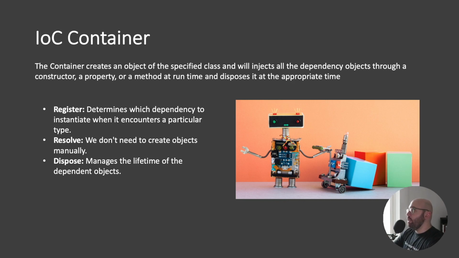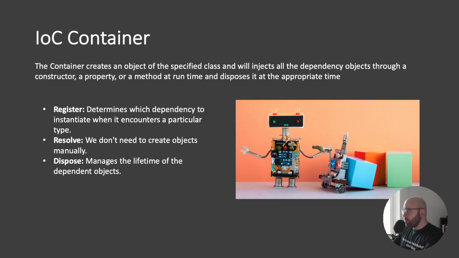For example here, the IoC container is basically the platform where we put all of the mappings, and whenever we request any of the services that we want, it basically goes to the IoC container. It checks, do I have an implementation for this interface or for this class? If it does, it will create an object for it and return it back. The container creates an object for the specified class, and also injects all of the dependencies through its constructor, a property or a method at runtime, and disposes of all of that at the appropriate time.